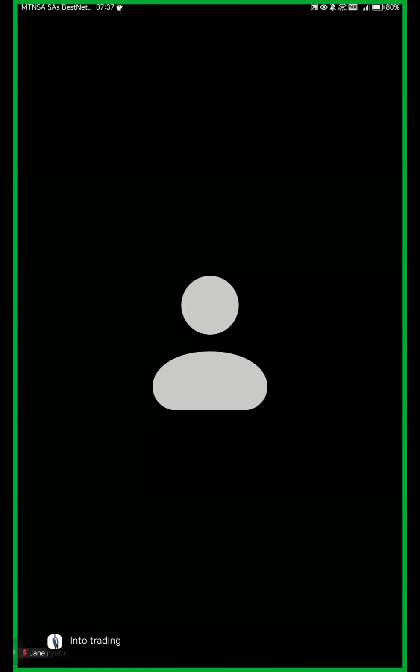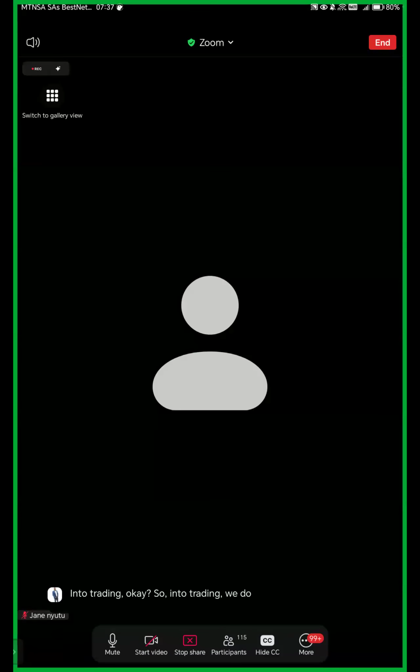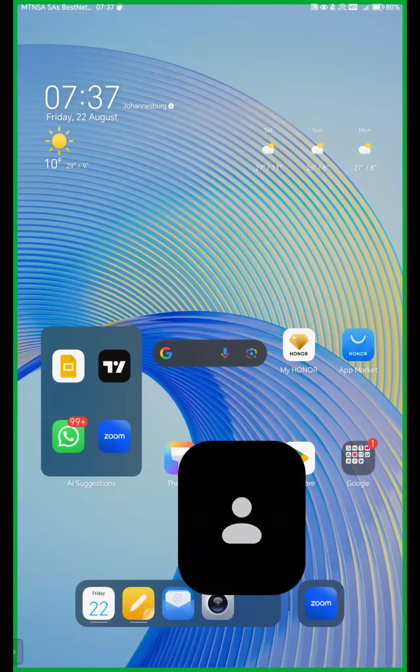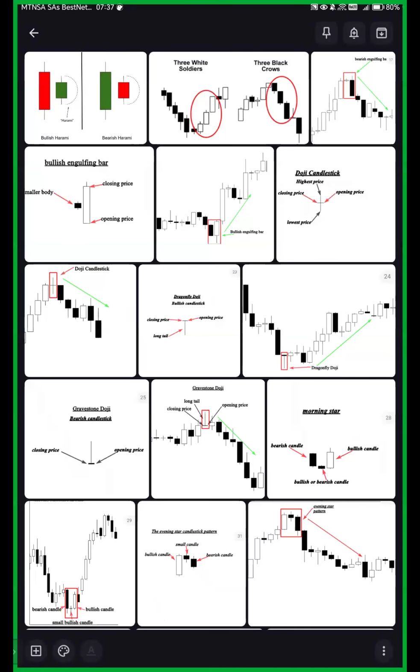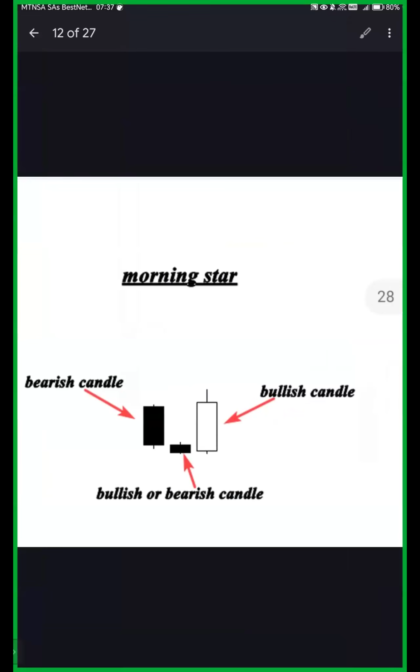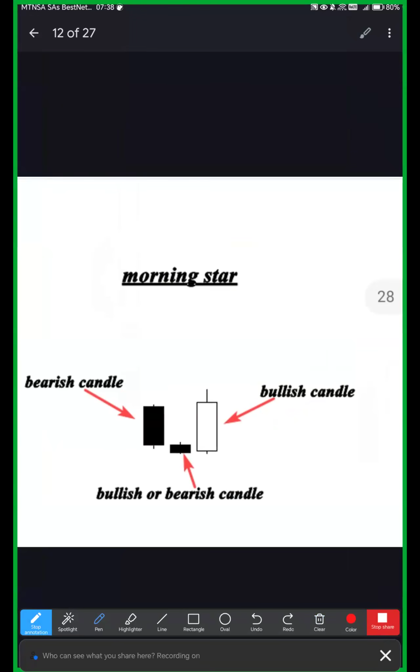Into trading, we do have what we call the morning star. The morning star helps us understand that something beautiful, something good is going to happen in the market when the morning star appears. The morning star is a bullish reversal signal. It signifies a bullish market.